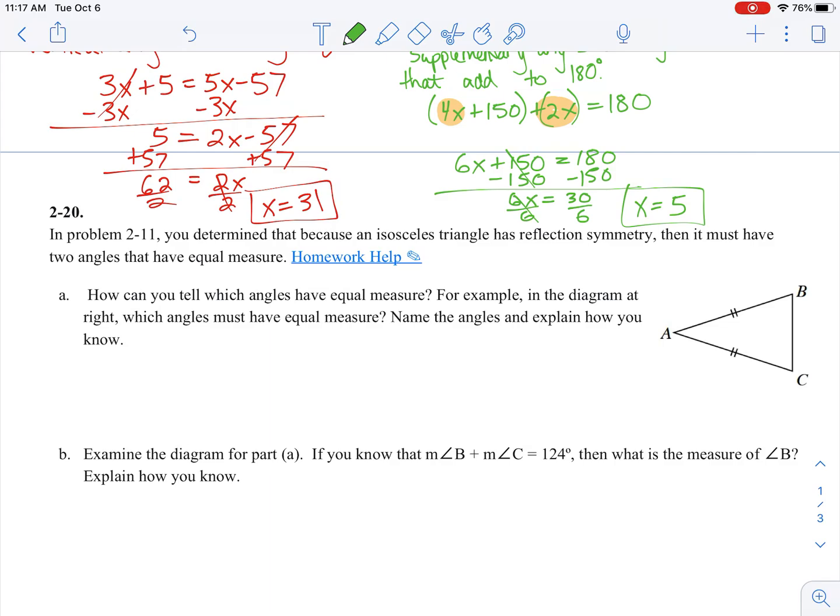All right, in problem 20, you determine that because an isosceles triangle has reflection symmetry, then it must have two equal angles. How can you tell which angles have equal measure? For example, in the diagram at the right, which angles must have equal measure? Name the angles and explain how you know.